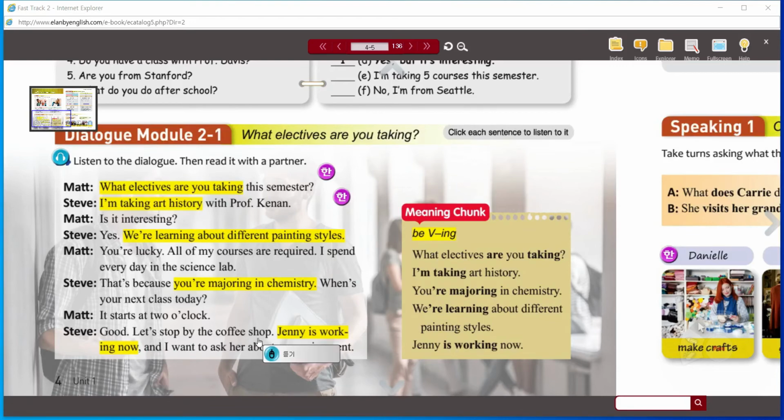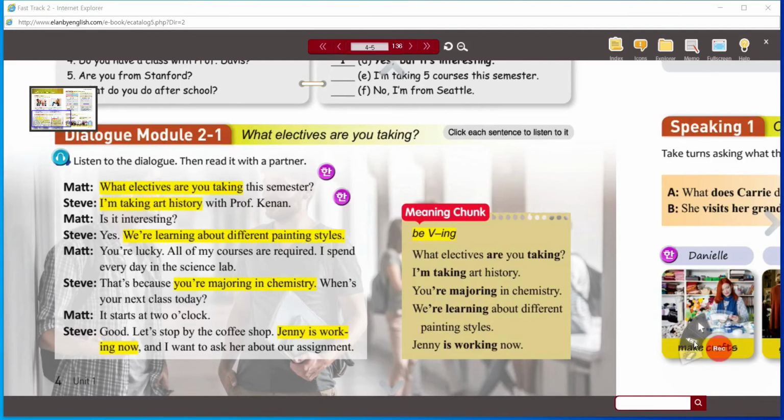At the bottom here, they're using the same language, but to talk about a different period of time. Steve says, good, let's stop by the coffee shop. Jenny is working now. Okay. Now, they don't mean that she's having this job for a few months and then it stops. They're saying she's there at the coffee shop right now, right this moment. Okay. So again, these two pieces of language look the same, but they're talking about two different periods of time.